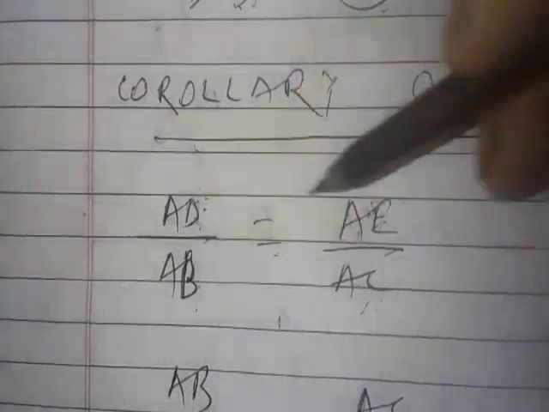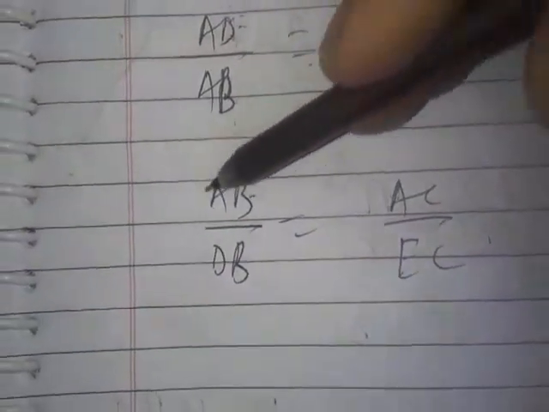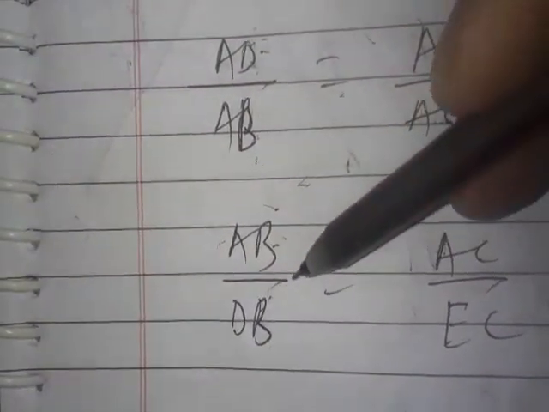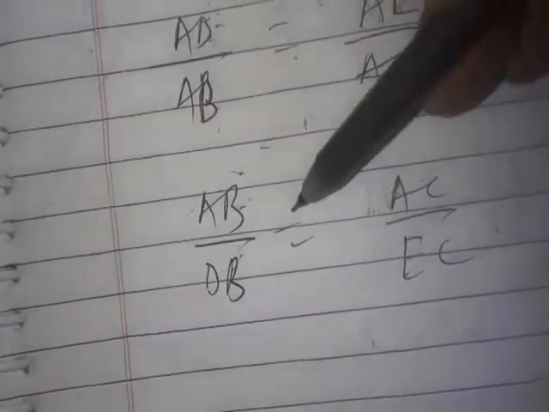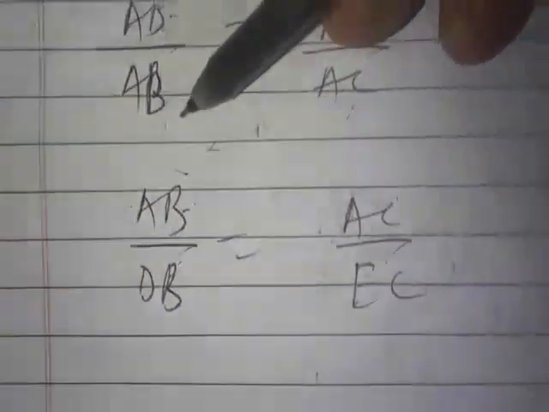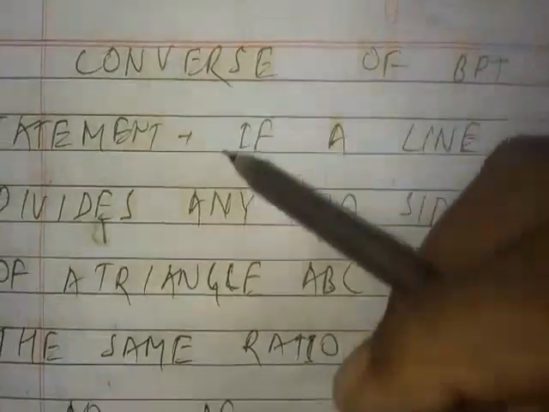Here, the ratio of the whole line segment AB and the lower segment DB is equal to the ratio of AC, the whole line segment, and EC, the lower line segment. These are the corollaries of BPT, which we have proved earlier. Now the converse of the basic proportionality theorem.